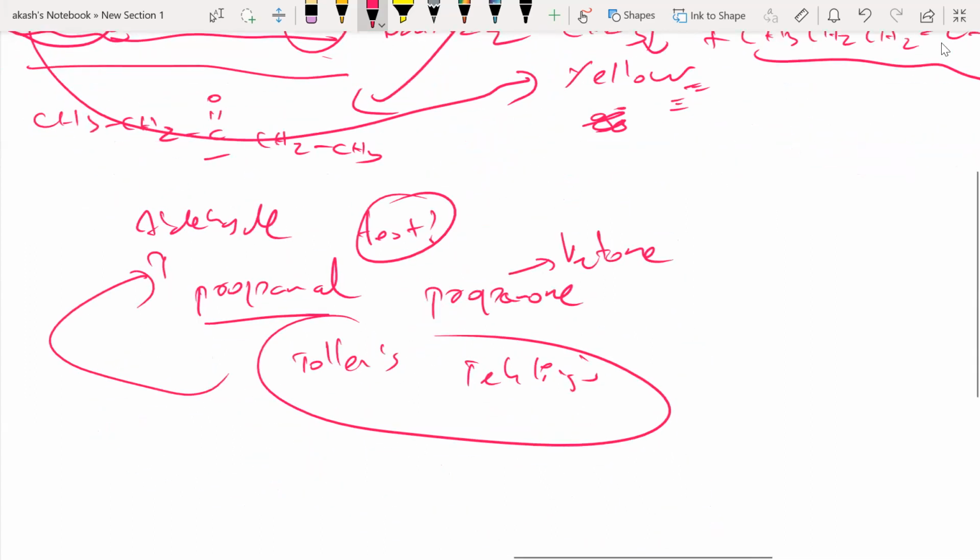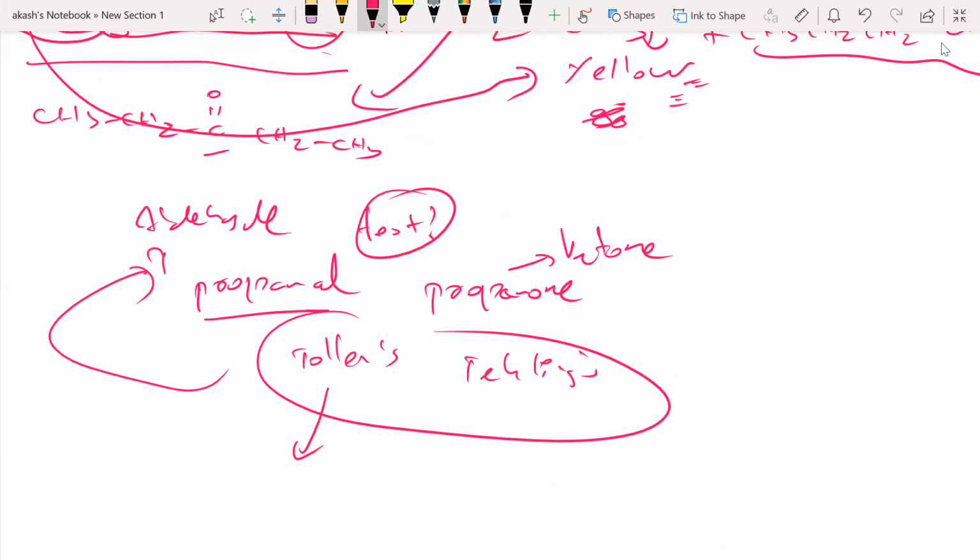We know what happens in Tollens. We know what happens in Fehling's. What is Tollens reagent? Can someone tell me the name of Tollens reagent? What exactly is Tollens reagent made up of? Go back, take your book or your notes and tell me. Ammoniacal silver nitrate. That is Tollens reagent.